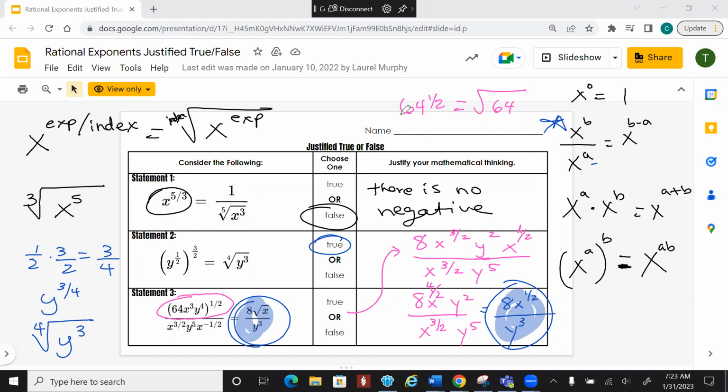Okay, look up at the top. What do we do? X to the 1/2 power is the same thing as taking the square root, right? Okay, so this is going to be true.